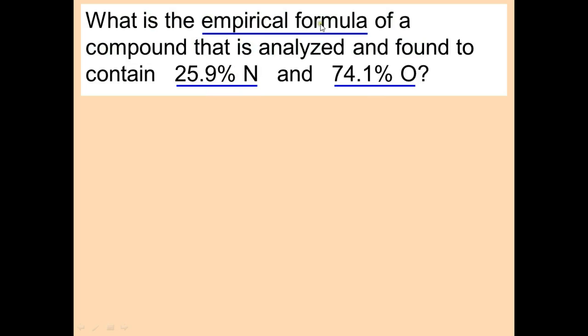What is the empirical formula of a compound that is analyzed and found to contain 25.9% nitrogen and 74.1% oxygen? So we do the first step, percent to mass. We just literally take off the percent sign and assume it's grams, like this. And then mass to mole, so we divide by the molar mass. We put 1 mole on the top, and then the molar mass of nitrogen on the bottom here, and then 1 mole on top and the molar mass of oxygen, which are 14.01 and 16.